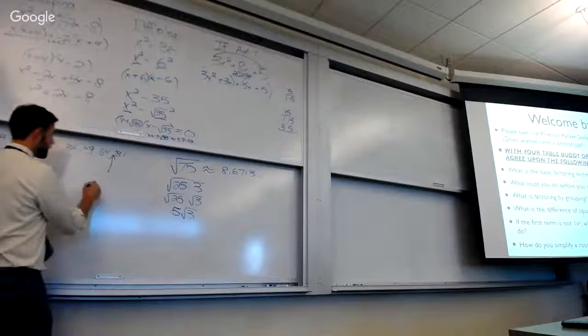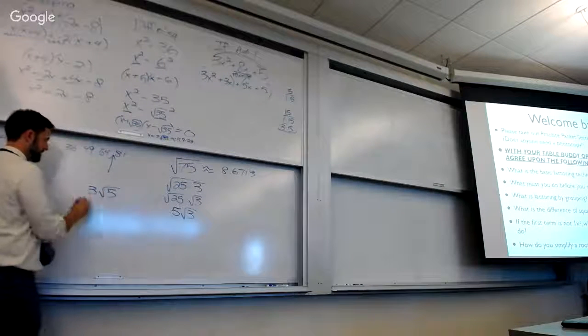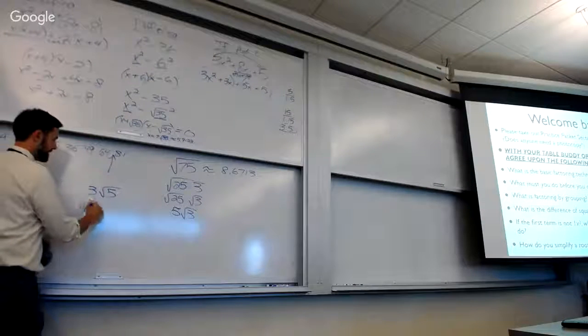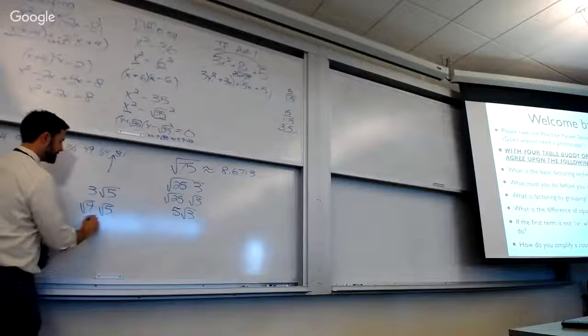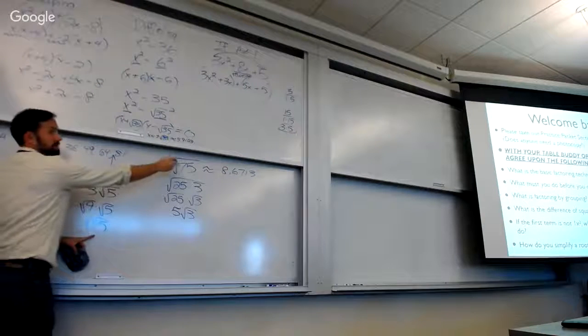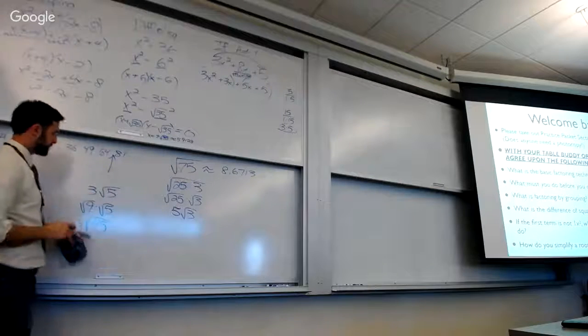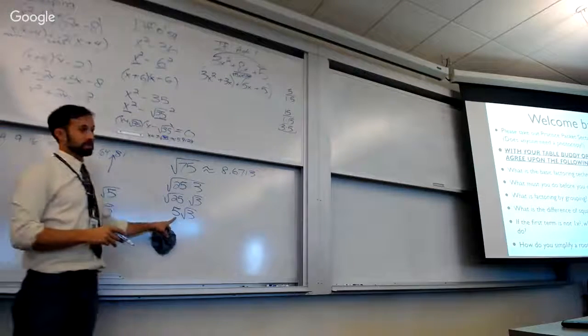Well, that would be a different problem. If you had 3 root 5, 3 is really the square root of 9. And the square root of 9 times the square root of 5 would be the square root of 45. And that would be a completely different starting problem. Yeah, good question. Yeah, it definitely has to be this order.